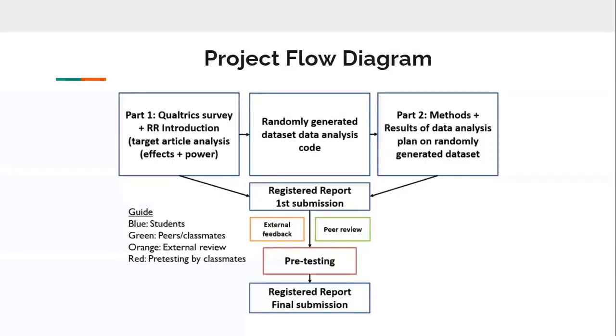So let's start with the project workflow. Flow diagram, as you can see here. The replication extension assignment consists of two parts. The first part includes the Qualtrics survey. Qualtrics is a survey site, a pretty popular one. The coming week's tutorial will be on Qualtrics.